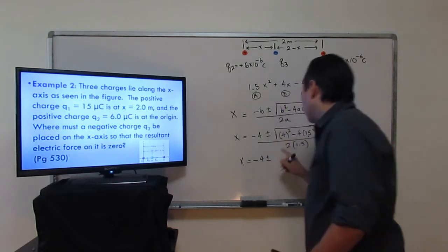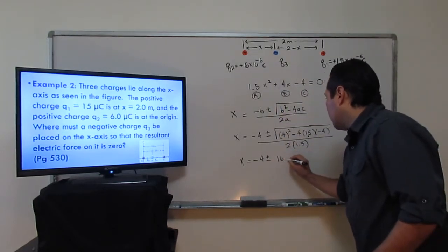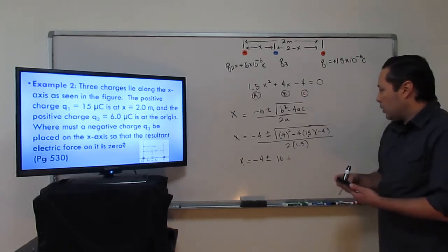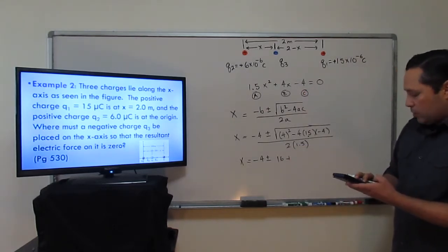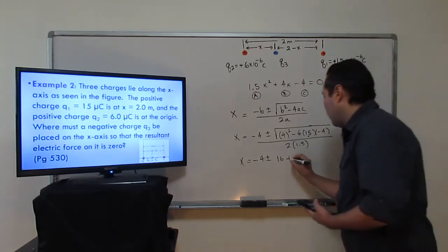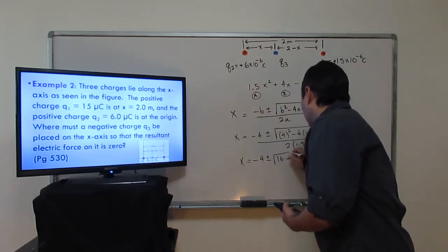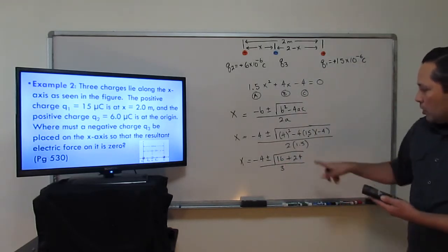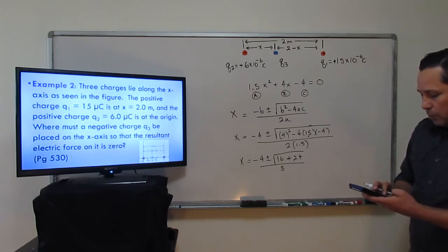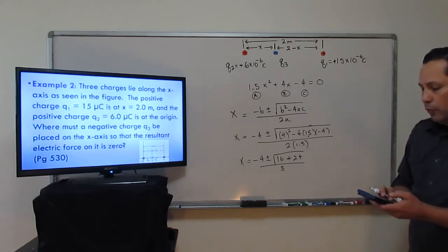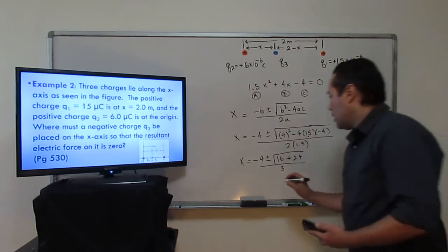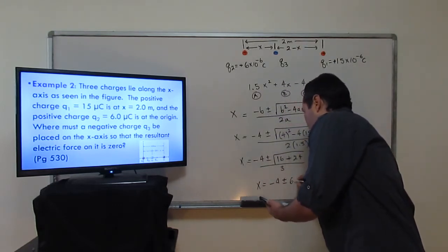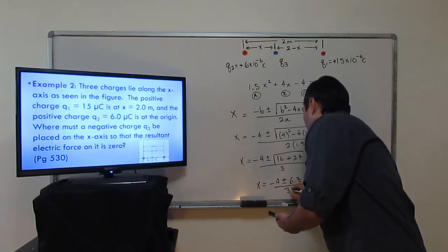Alright, so it's going to look like this. Negative 4 plus or minus, and we're going to have 16 minus, oh, that's going to be positive because of that negative right there from the 4. So it's going to be 4 times 1.5 gives me 24. Square root of that divided by 3. Alright, so on this side, you got 24 plus 16 is 40. Square root of 40 gives me 6.3. So I have x equals negative 4 plus or minus 6.3 over 3.